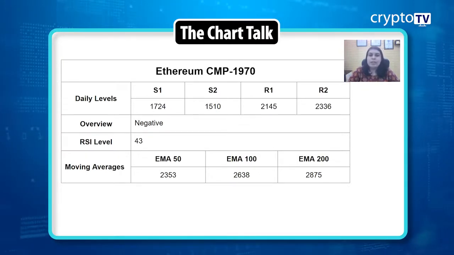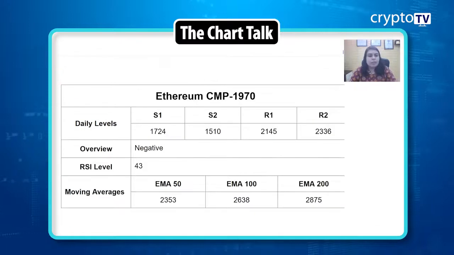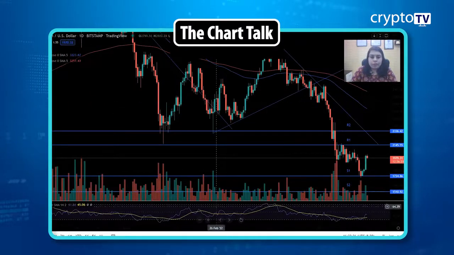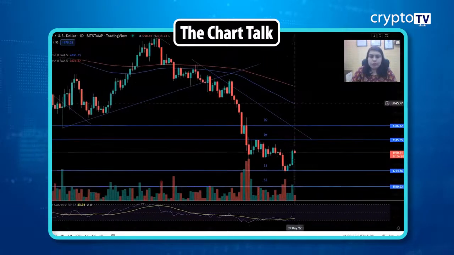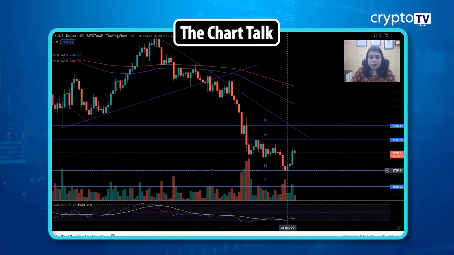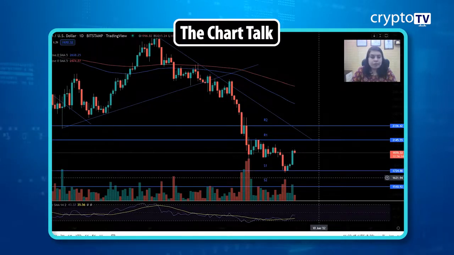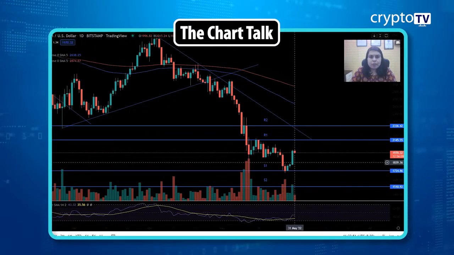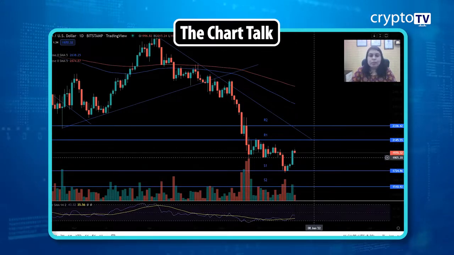So support 1 is at 1,724, support 2 is at 1,510, resistance 1 is at 2,145 and resistance 2 is at 2,336. Now again, for this particular currency, if you look here, you can see an important resistance of 2,145, and this is the support that the price has taken, which is 1,725, and from there the price is rising. Volumes were good yesterday, and today there is no momentum. It's only 1% down, so we can't consider that momentum to the downside, because it's nothing.